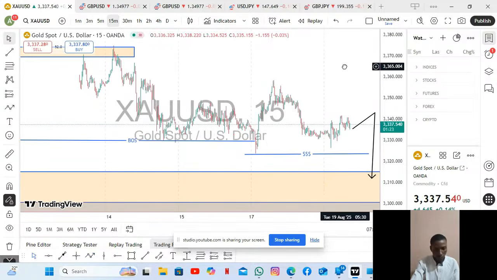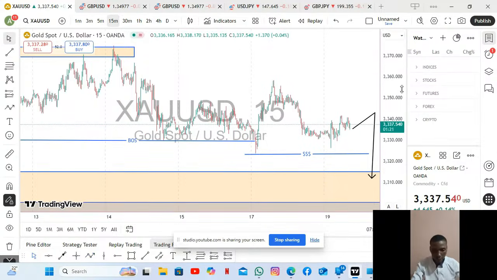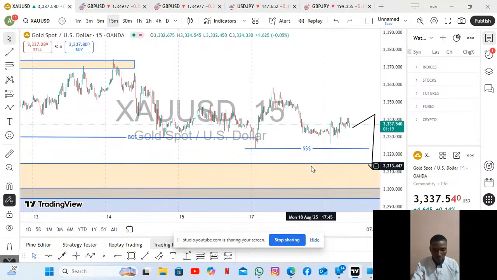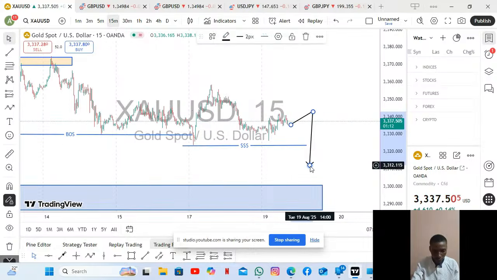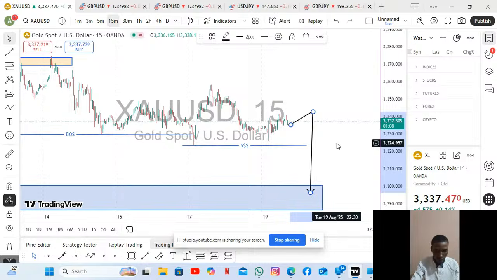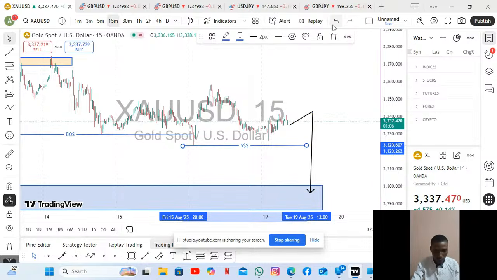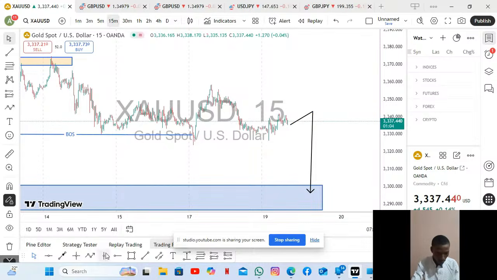Then what we are going to do at this point is just wait for price to tap into our point of interest. I love trading from the order block. Then we just need to wait for price to tap into our order block, and then we will take our trade.